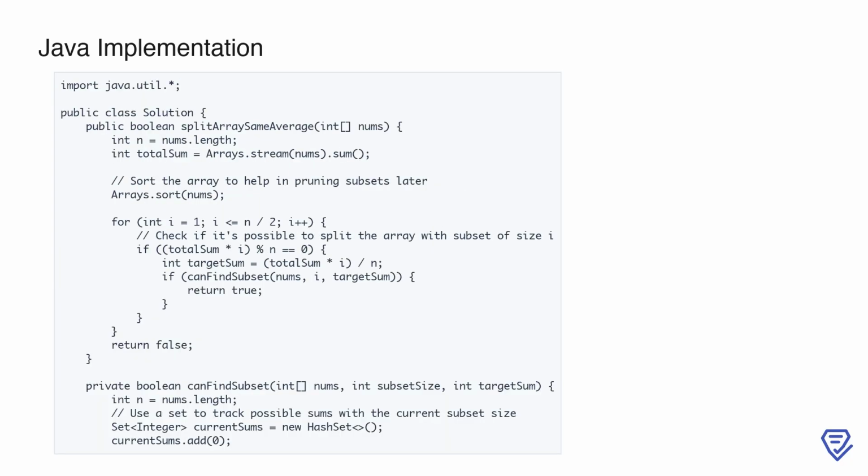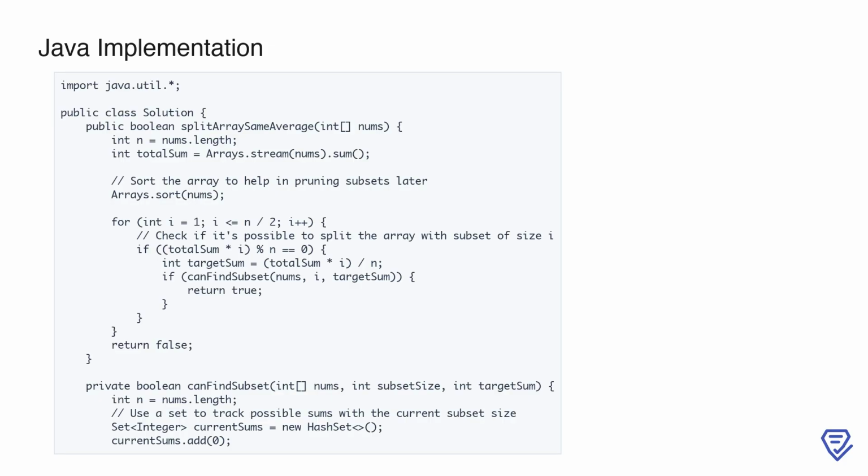Here, we start by importing Java utility classes and defining the solution class. The main method, splitArraySameAverage, takes an integer array nums as input. The goal is to determine if the array can be split into 2 non-empty subsets with the same average. We begin by calculating the total number of elements, n, and the sum of all elements, total sum. Next, the array is sorted to facilitate pruning during the subset search process. The for loop iterates through possible subset sizes, from 1 up to half the size of the array, since we need at least one subset smaller than the other.